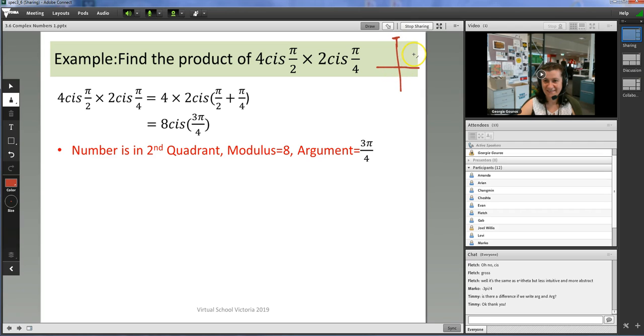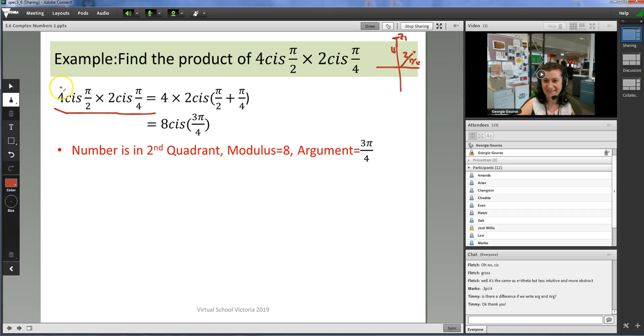That means one number is up here with a modulus of 4, and the other has an argument of pi on 4. I'm just trying to draw what's going on here. Let's multiply them together according to the rules we just saw before.